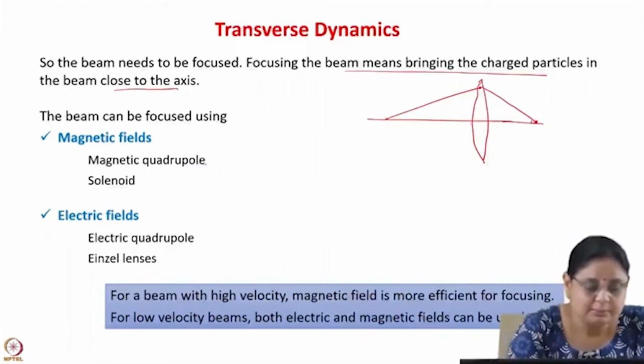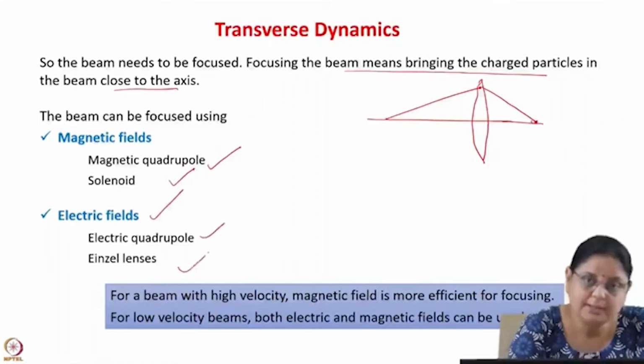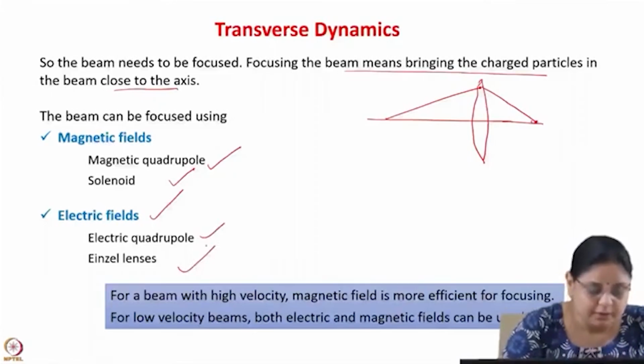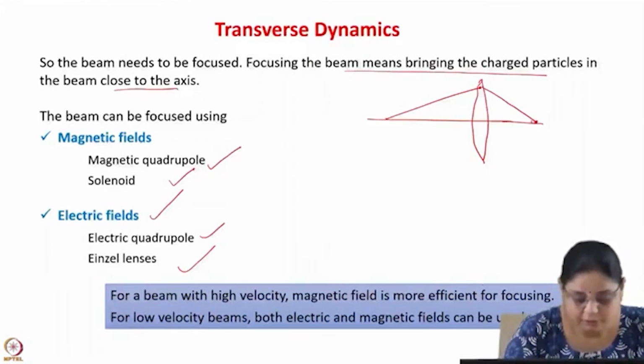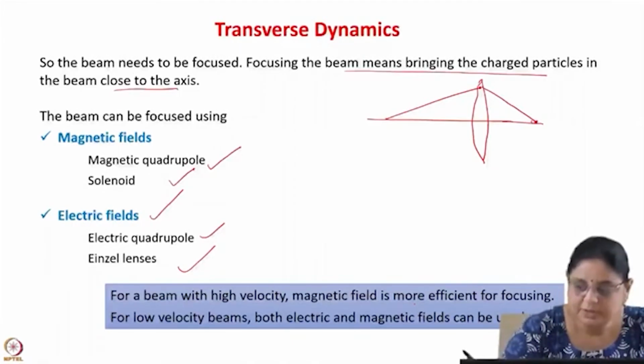So we use magnetic fields. We use magnetic quadrupoles and solenoids for focusing. We also use electric fields, and electric quadrupoles or Einzel lenses, for focusing. We've also seen in the first lecture that for a beam with high velocity, a magnetic field is more efficient for focusing, whereas for low velocity beams, both electric and magnetic fields can be used.